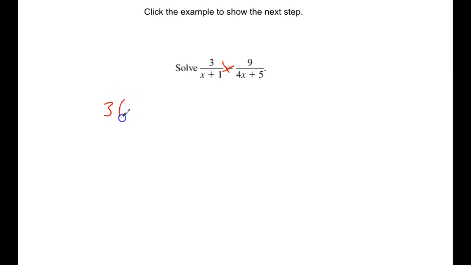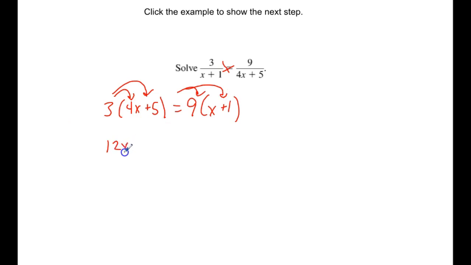So I end up with 3 times the quantity 4x plus 5 equals 9 times the quantity x plus 1. So I multiply each numerator by the opposing denominator, and that's equal between them. Now that I have this set up like this, I can just use my distributive property and simplify it a little bit further. So 3 times 4x is 12x, 3 times 5 is 15, equals 9 times x is 9x, and 9 times 1 is 9.